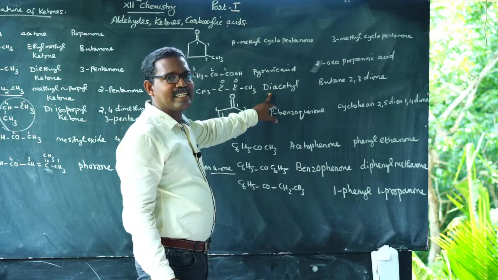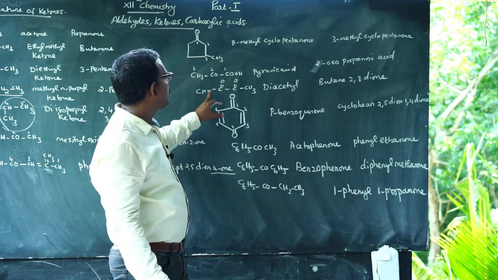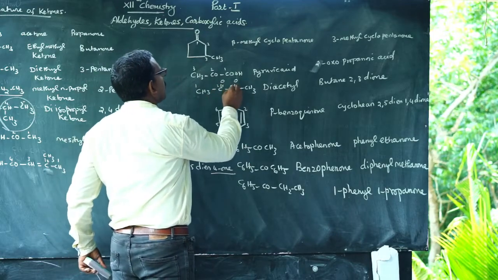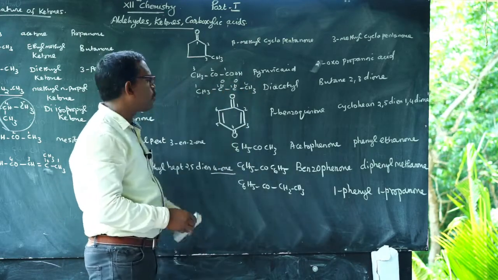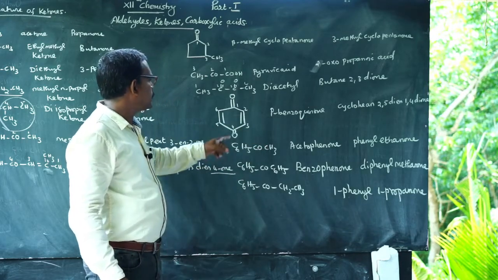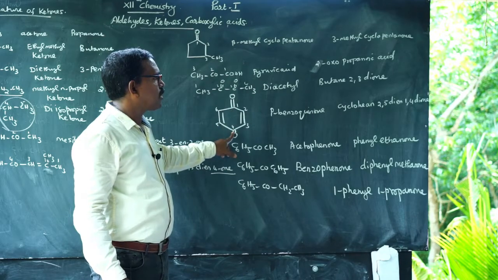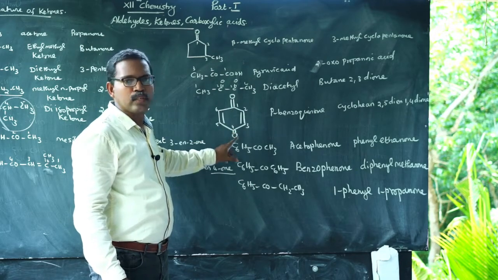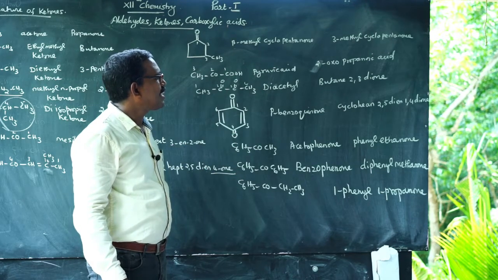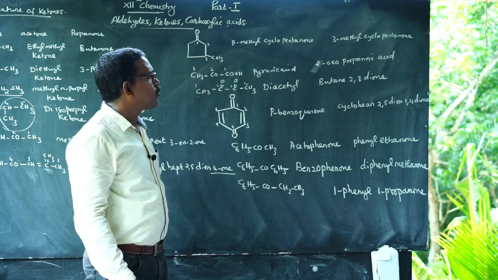CH3COCOCH3. The compound is called diacetyl. The IUPAC name of the compound is butane-2,3-dione. Numbering 1, 2, 3, 4, butane-2,3-dione. Parabenzoquinone: cyclohexa-2,5-diene-1,4-dione.